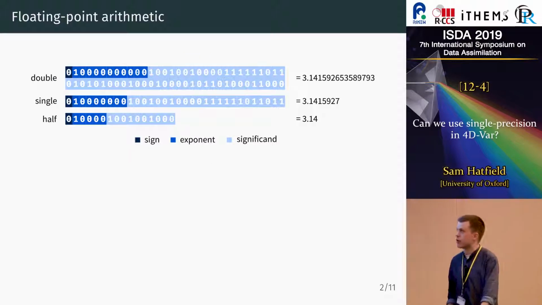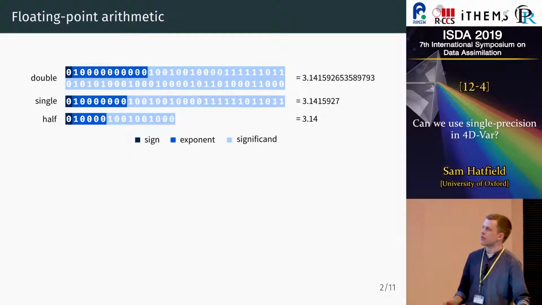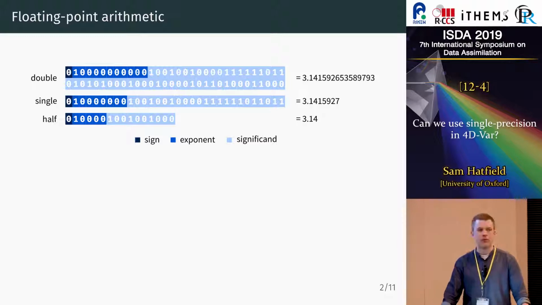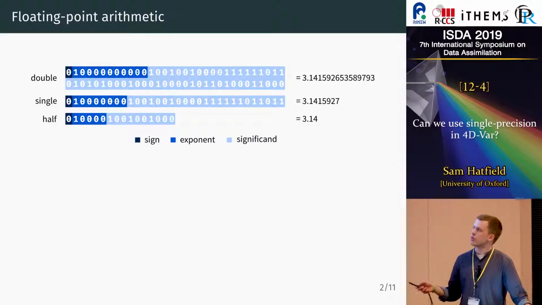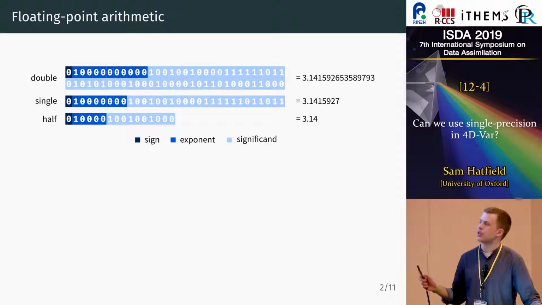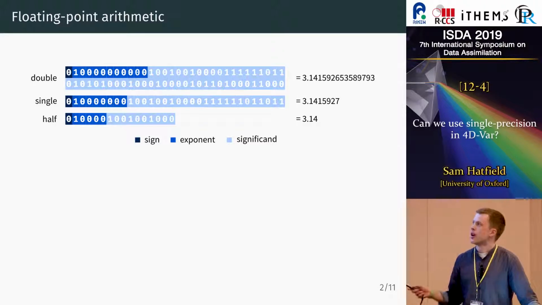So first, a primer on floating point arithmetic. Floating point numbers come in three formats: double, single, and half precision. And this diagram here shows how the value of pi is encoded as a floating point number. So with double precision, we have around 15 digits of precision. And with single, we have 7, and with half, we only have 2 or 3.